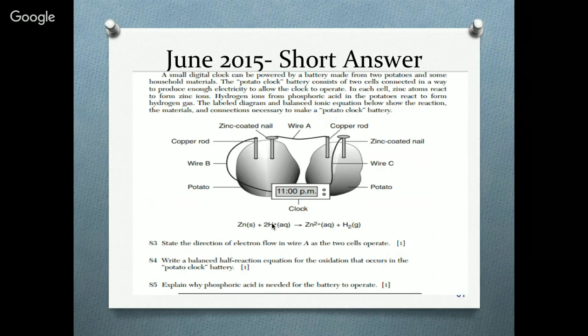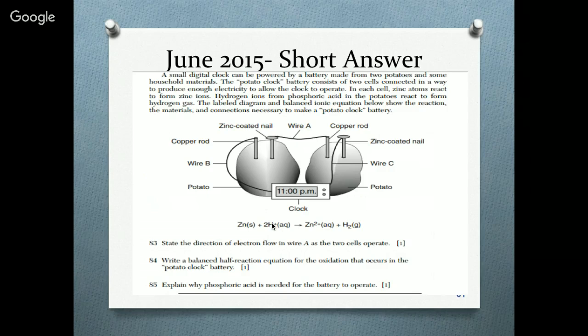All right, next, 83, state the direction of electron flow. It's from June 2015 as the cells operate. What you want to do is electrons always flow from anode to cathode. So you have to look on Table J to figure out which one is the anode, which one's the cathode. Zinc's higher up, so zinc is the anode. Electrons flow from zinc to copper. You could also use the equation to see that zinc is becoming oxidized, going from 0 to +2.